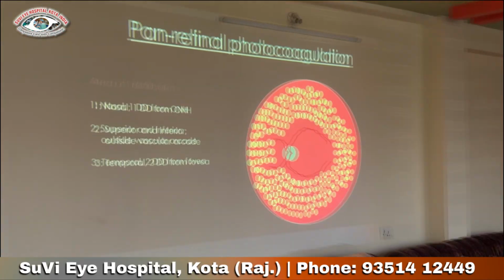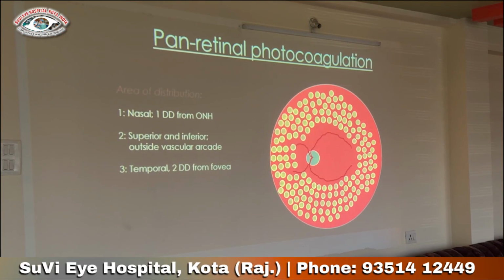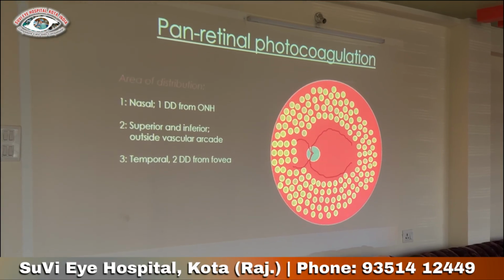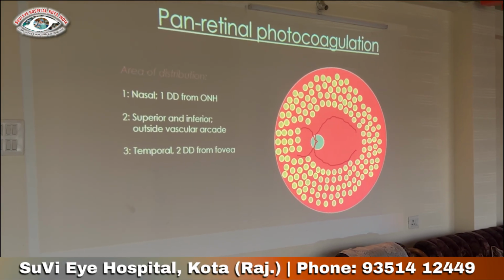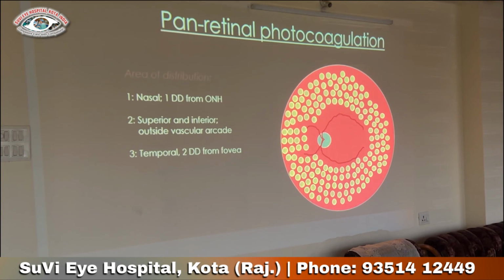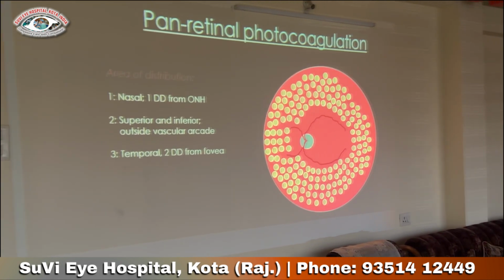Coming to fine retinal photocoagulation, we usually do it in 2 to 3 sittings. The areas we cover usually are 1 to 2 disc diameters from the optic nerve head, superiorly and inferiorly outside the vascular arcade, and temporally 2 disc diameters away from the fovea.